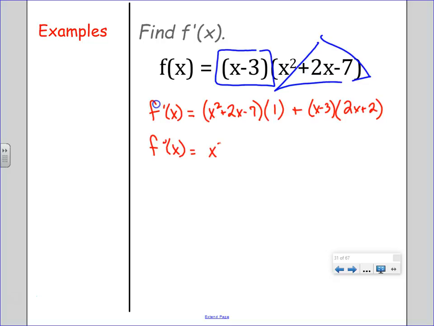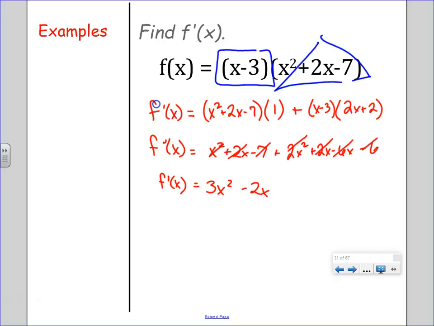Let's make it match. Anything times 1 just stays itself. The second one, how do we legally multiply x minus 3 times 2x plus 2? We have to FOIL, right? 2x squared, 2x, minus 6x, minus 6. Then we combine stuff, yeah? So f prime of x is equal to, I have a 1x squared, a 3x squared, those are now gone. I have a positive 2x, a positive 2x, that's 4x minus 6x is a negative 2x, and 7 minus 6, negative 7 minus 6.